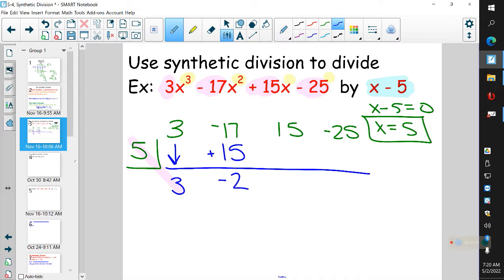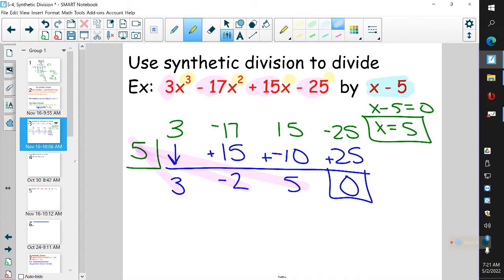Now again, on the diagonal, we are going to multiply. So if I multiply on the diagonal this time, I'm going to have 5 times negative 2, which is going to give me a negative 10. Then I'm going to add on the vertical, giving me a 5. And then again, I'm going to multiply on the diagonal to give me a 25, and then add straight down, and that gives me a 0.